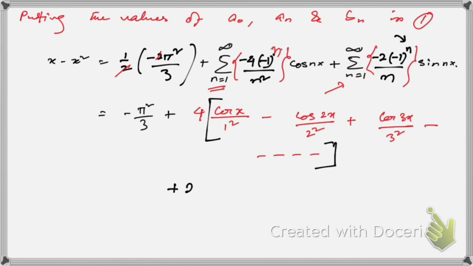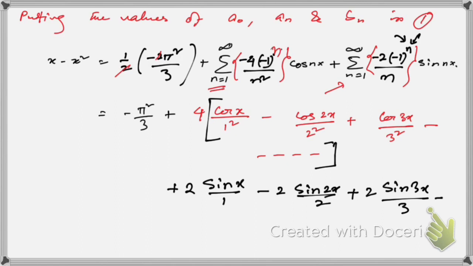So here, 2 into sine x by 1, then minus 2 into, if you put 2 here, then that's going to be positive into minus 2, then that will be negative, 2 by sine 2x by 2, and then again plus 2 sine 3x by 3, then again minus, and so on. Then again you can see that clearly you can take 2 common, right? You can take 2 common. So then you can write this series in this form. This 2 is taken common, right?